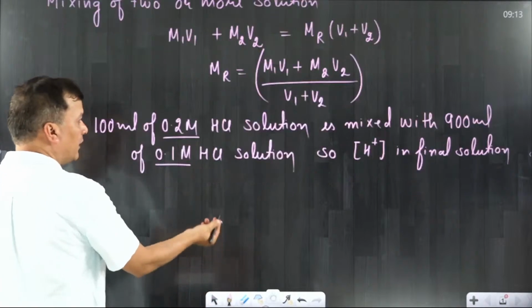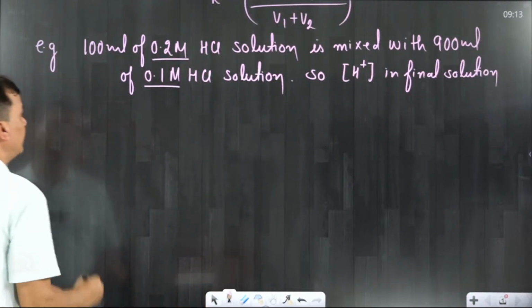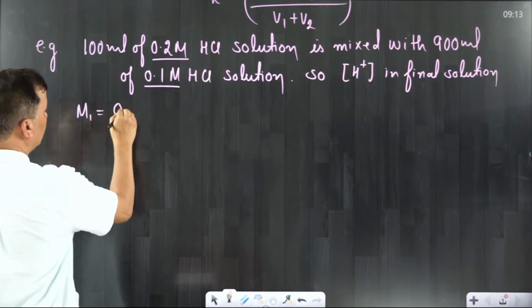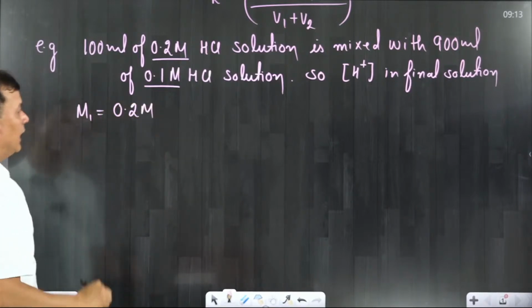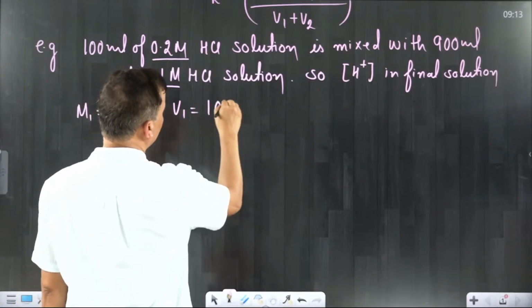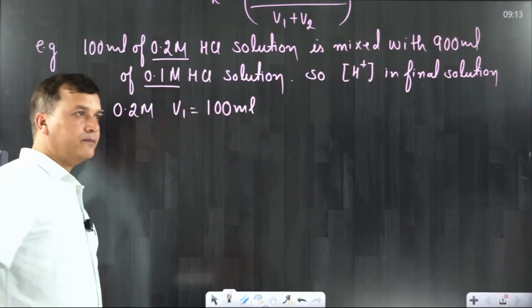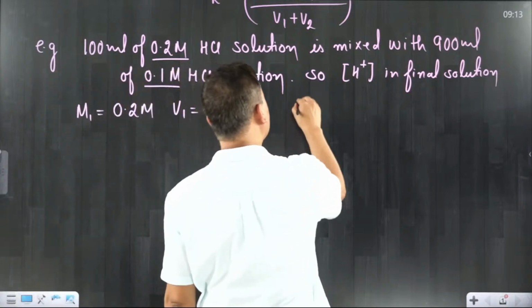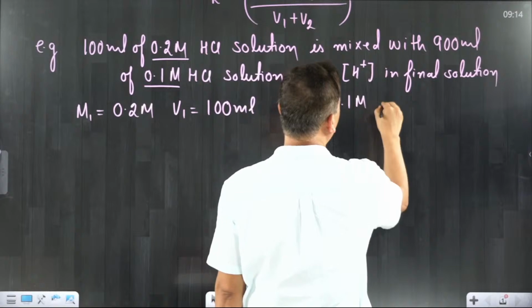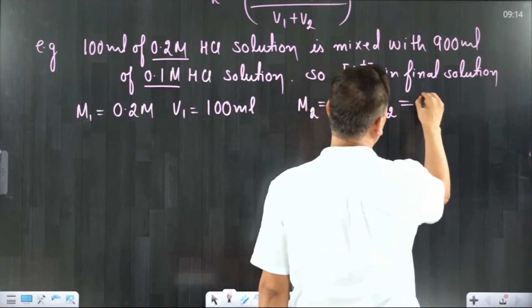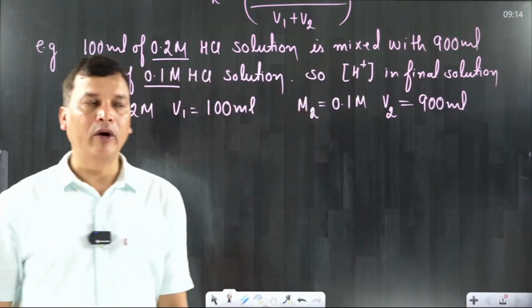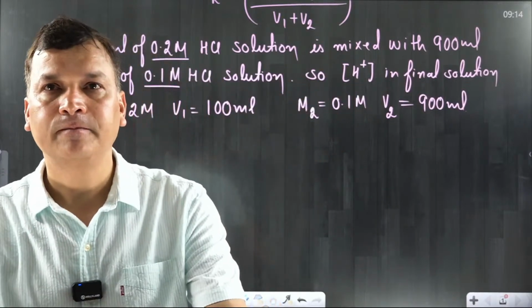So I am writing whatever data is given. M1 is equal to 0.2 molar, and V1 is equal to 100 ml. And here is M2, the second solution, equal to 0.1 molar, and V2 is equal to 900 ml. So please respond to me. Is it clear or not?